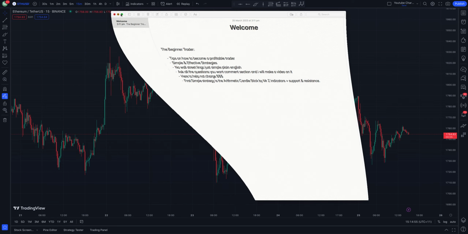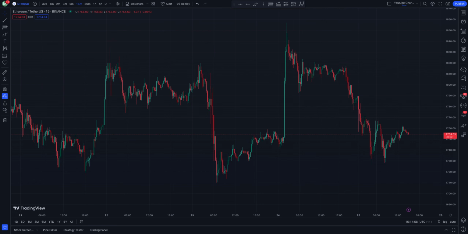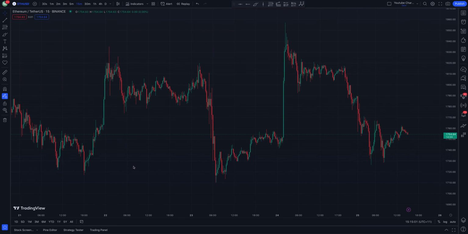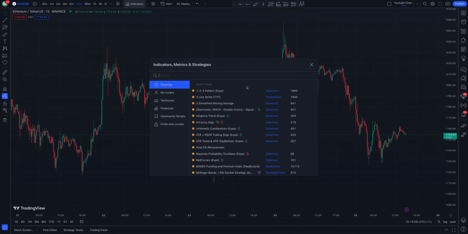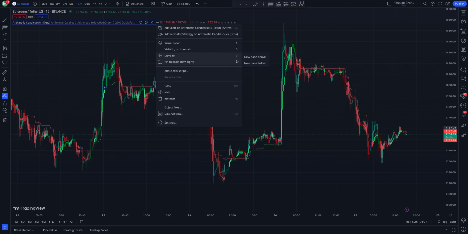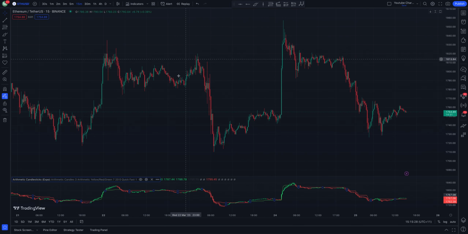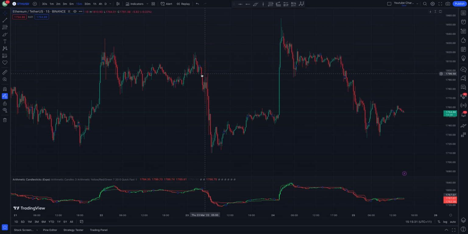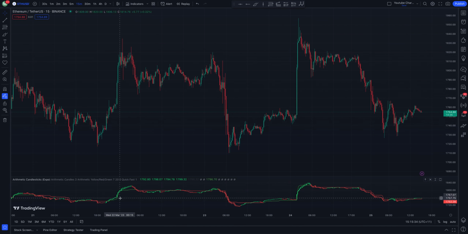Alright guys, so let's start off with your basic TradingView account. My ads will pop up. You do not need to go buy the pro version, anything like that. Your basic TradingView will work perfectly. Now the indicator, I do have to say, does come at a cost with Mr. Z, but they are the best indicators on the market, hands down. So today I'm going to be using Arithmetic Candlesticks by Mr. Z. Now what I'm going to do is move this to the new pane below. Now there's your TradingView candlesticks. There's your Mr. Z Arithmetic Candlesticks.